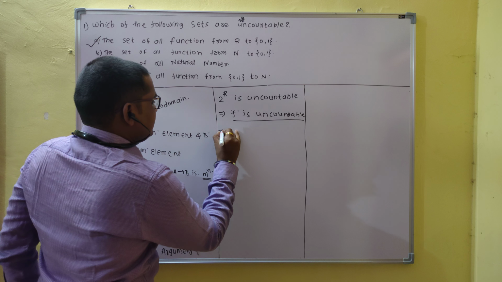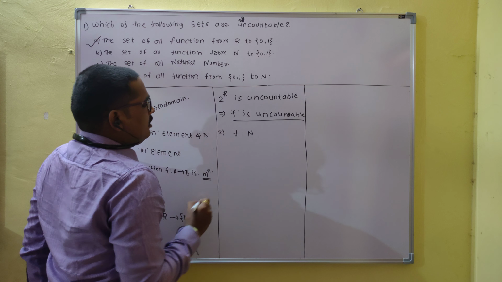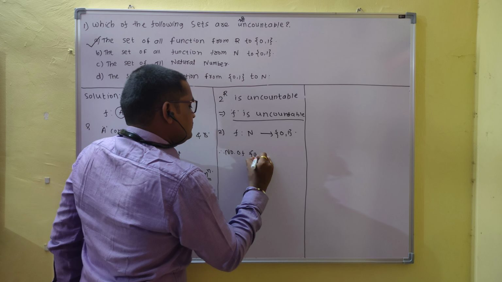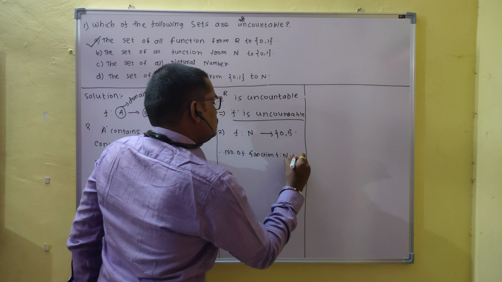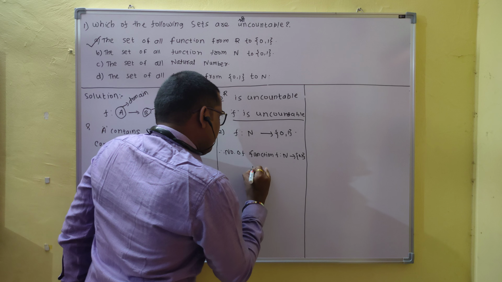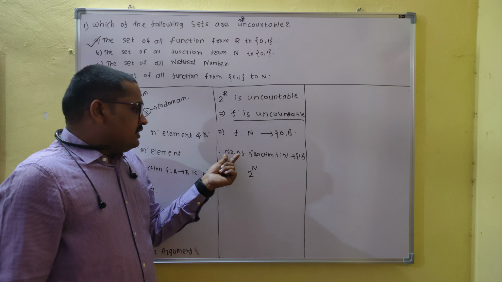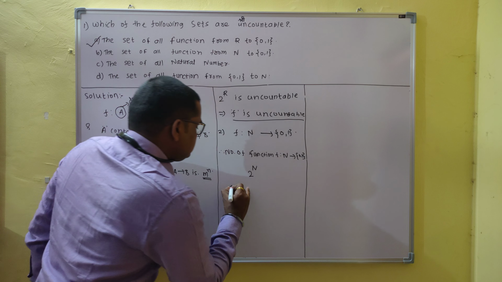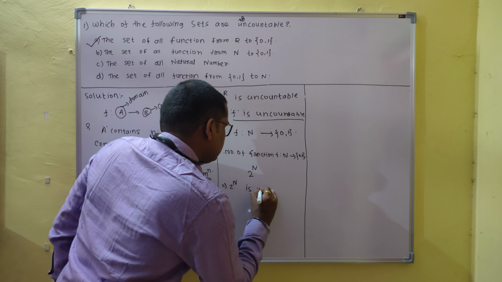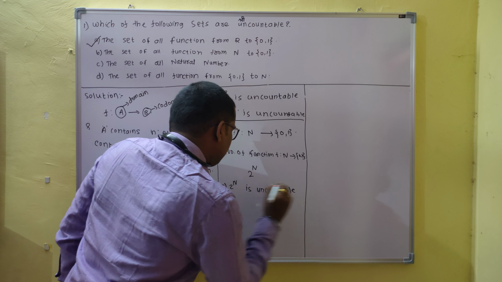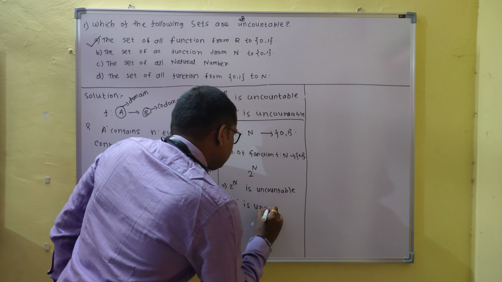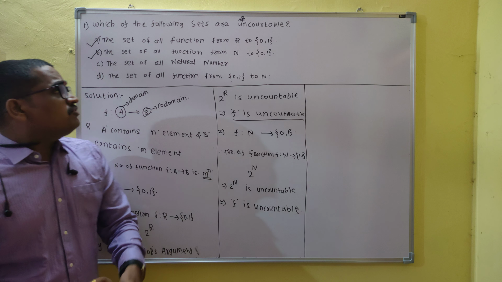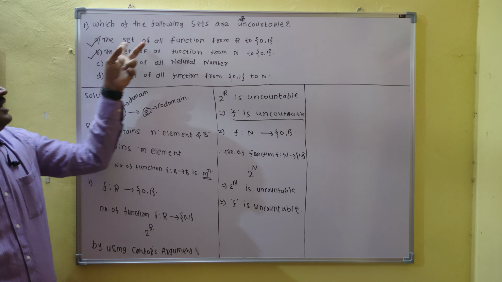Now for the second option, f is a function from the set of natural numbers N to {0,1}. Therefore the number of functions from N to {0,1} is 2 to the power N. By using Cantor's argument, 2 raised to N is uncountable, which implies the set of functions is uncountable. They are asking which of the following sets are uncountable. Here these two sets are uncountable.